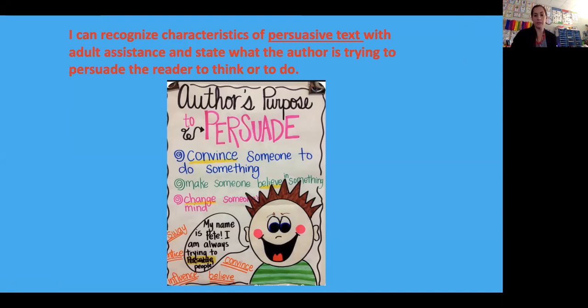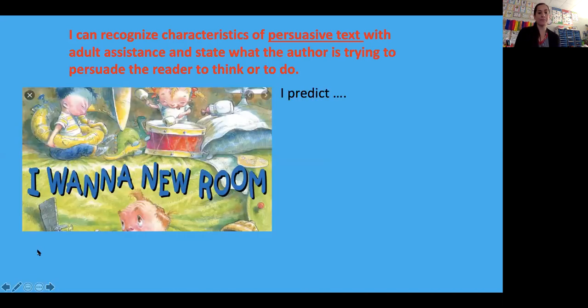And there's different ways that people can try to persuade you, such as writing books, showing commercials, writing letters. There's all types of ways that somebody can try to persuade you. Today, we're going to do another book and talk about how the character is trying to persuade to get something again. And as the days go on, we're going to be looking at different types of ways that people persuade others. So yesterday we did a book, today we're going to read another book. The book that we're going to read today is called I Want a New Room.